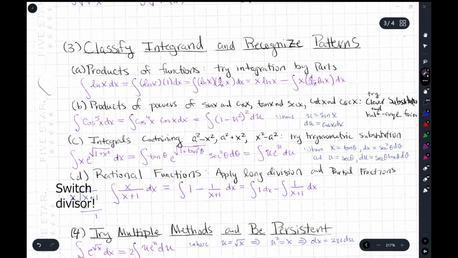Another thing that we discussed was rational functions, and there, a general strategy is to apply long division and then partial fractions. So if we have this integral right here, we could do long division, and we end up with 1 minus 1 over x plus 1. It's easy to integrate that term, and here it's easy to integrate that term there.